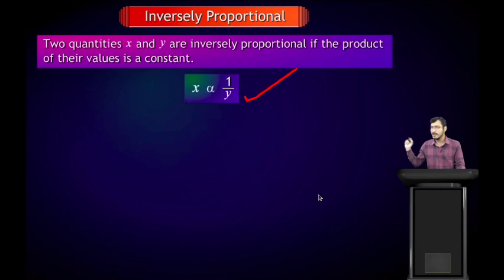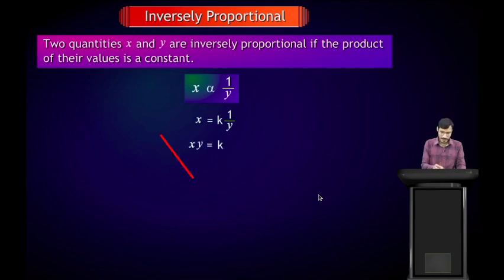x is proportional to 1 by y, or we can say x is equal to k times 1 by y, or x into y is equal to k. xy is equal to k, where k is a constant here. That means the product of x and y is always equal to k.